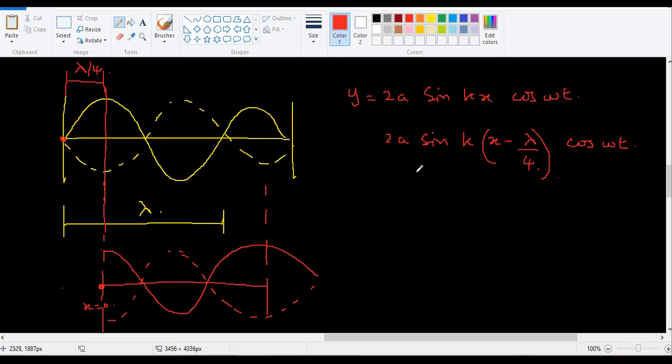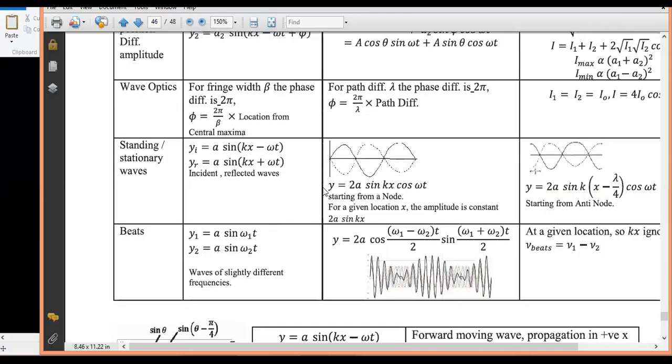If you want, you can plot these graphs and see. When you plot this one, you will get a curve like this. When you plot this one, you will get that curve starting from here. I'm not sure if this is given in your textbook, but I think it might be given sometimes. Any questions? So this is your standing waves, or stationary waves.